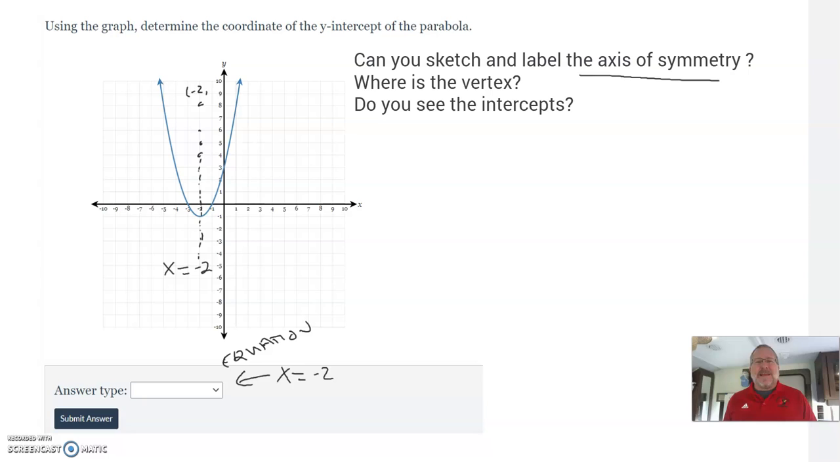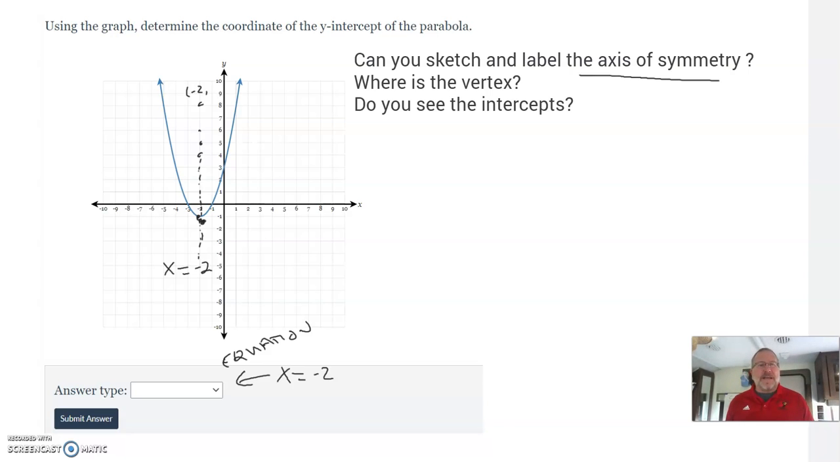Where is the vertex? Well, the vertex is the minimum or maximum of our parabola. It is the lowest or highest point. It's called a turning point in calculus.